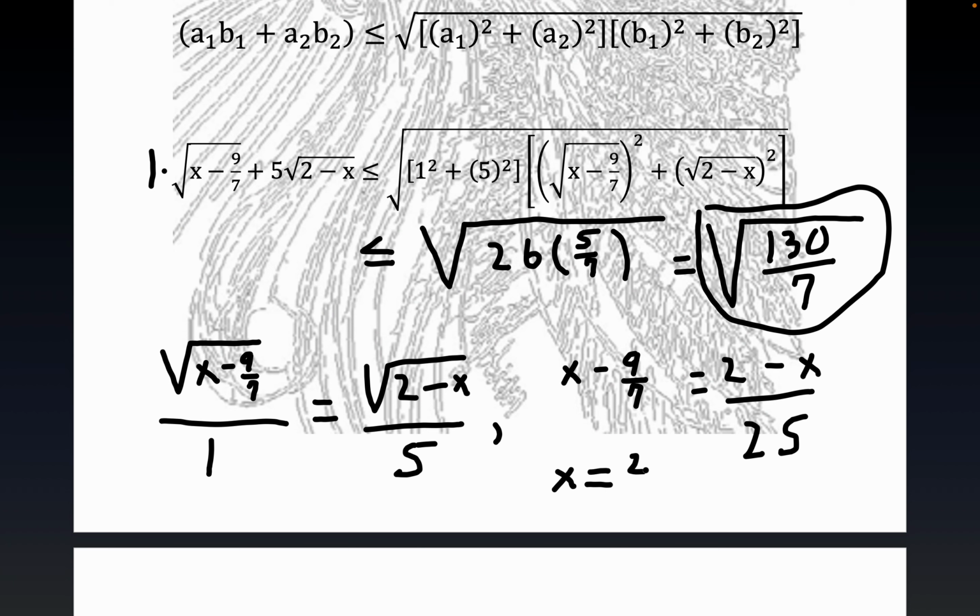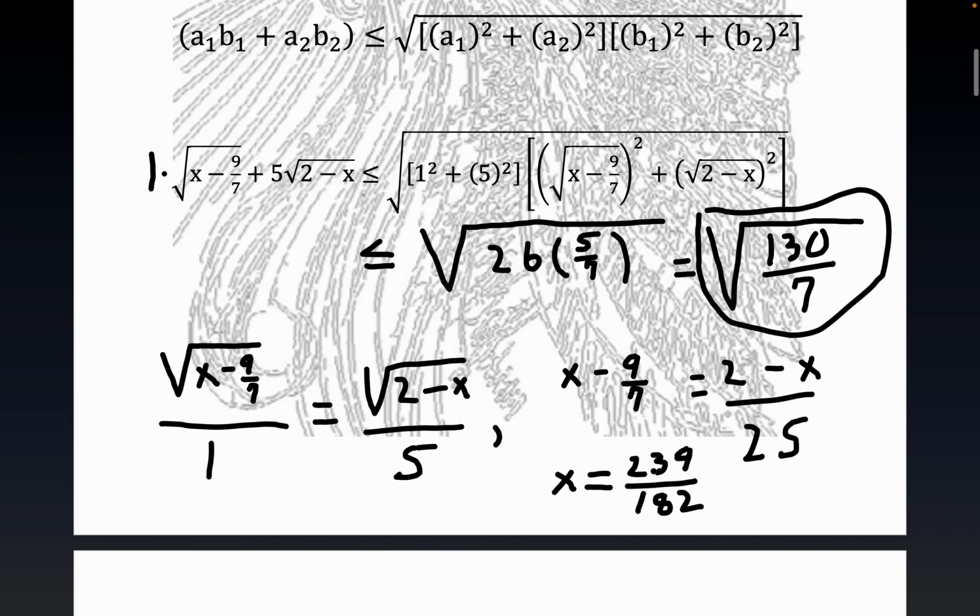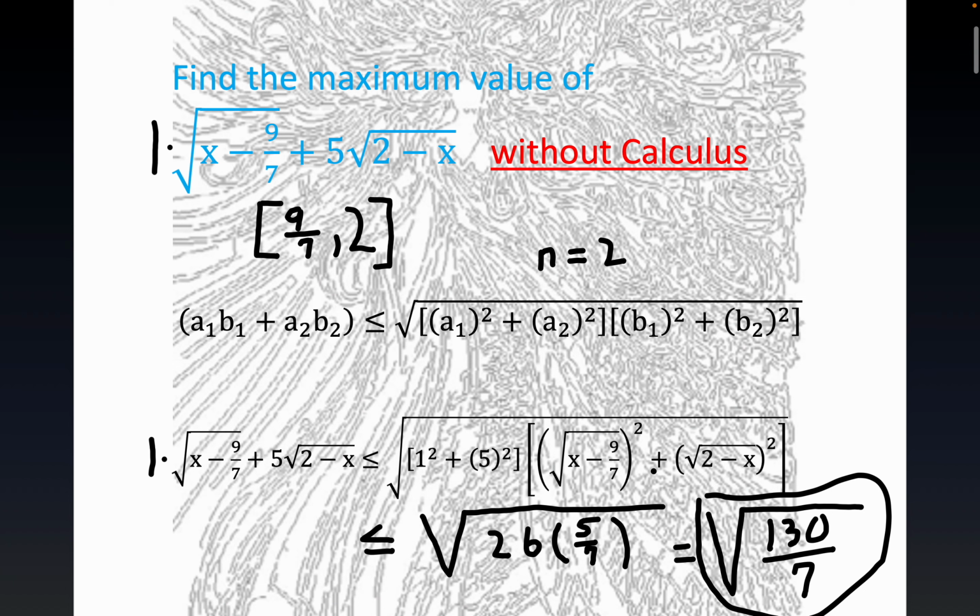239 over 182. I guess they would call this a critical number in calculus. But anyway, this would be where you would have a horizontal tangent line on the graph, the x-coordinate of a horizontal tangent line. When x takes on this value, the sum of these two radicals actually maxes out. In other words, when you put x equals 239 over 182 here and here, you would actually get the square root of 130 over 7.